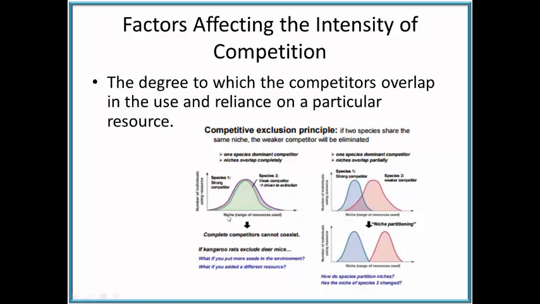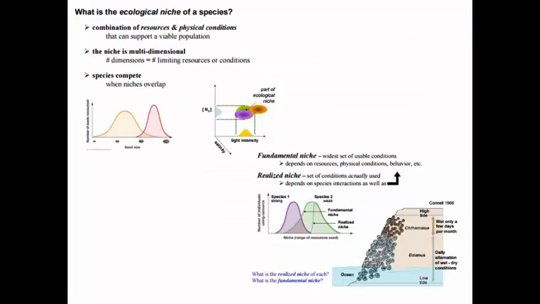And this is embodied in something referred to as the competitive exclusion principle, which says that if two species share the same niche, that is, if they have perfect overlap of their resource use, if they share the same niche, the weaker competitor will be eliminated and the stronger competitor will survive. If there's the possibility of partial overlap, which is shown on this side of the graph, what we'll often see is divergence take place, where niche partitioning takes place.